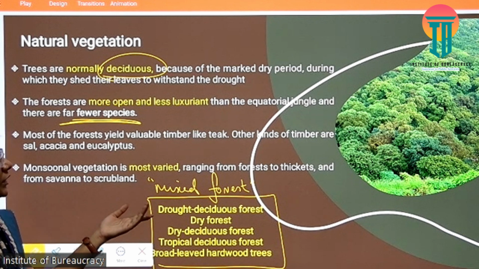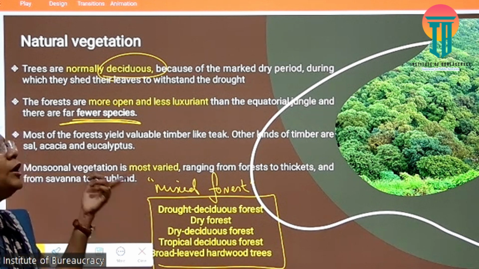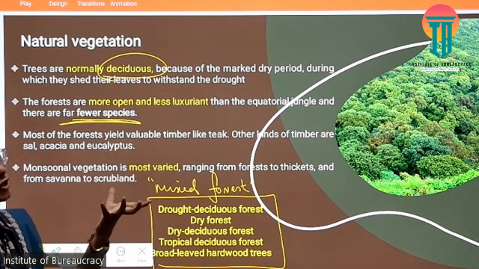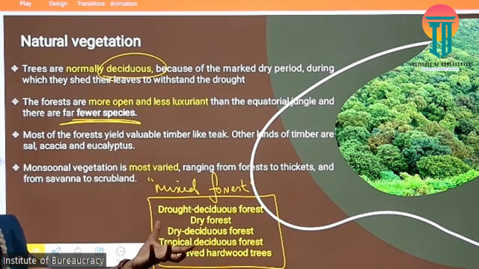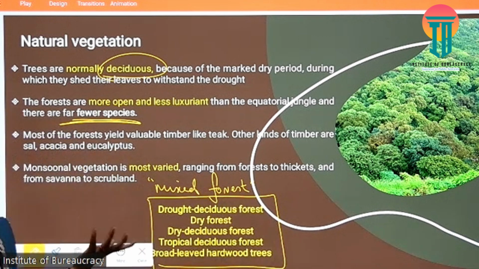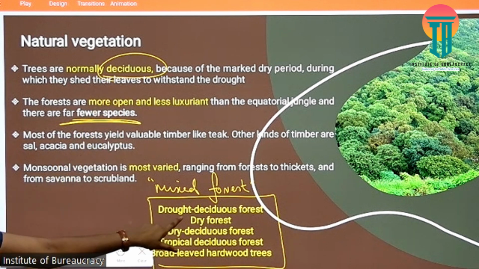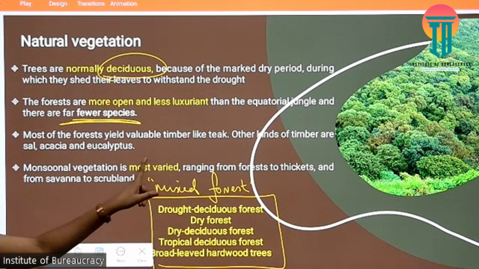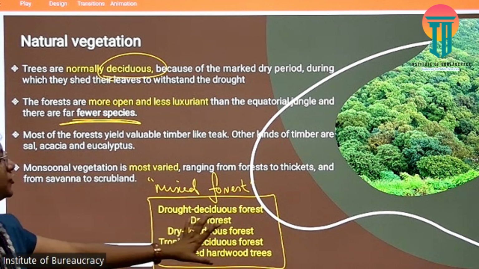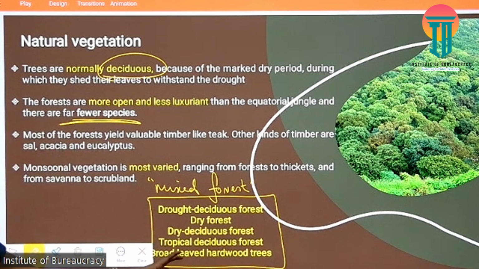So these are drought deciduous. Why? Majority of Indian climate, or majority of monsoon climate, has a dry period also. To sustain the so-called climatic conditions, in forest type they are deciduous, relatively dry forest, or drought deciduous forest, or dry deciduous forest. Generally, what do we call this? Tropical deciduous forest.